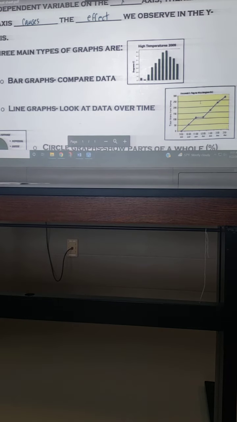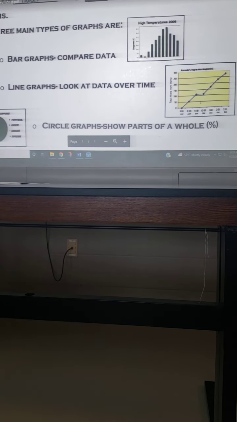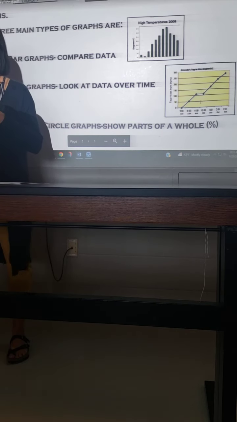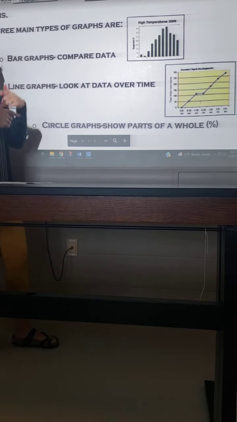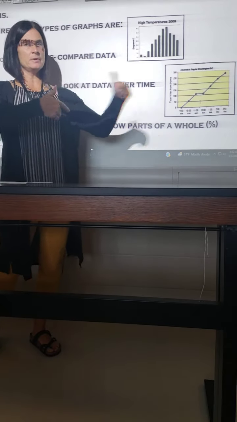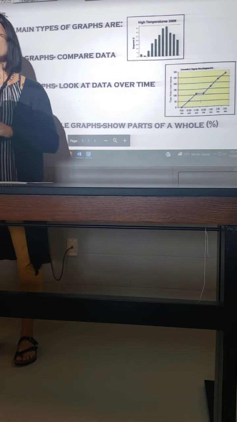So we have three main types of graphs that we're going to look at. Most of the time in here, we're going to look at bar graphs. If you have data that you're trying to just straight up compare, bar graphs are the way to go. If you have data that you're looking at how something changes over time, then you're going to use a line graph. I will tell you which type of graph to use.